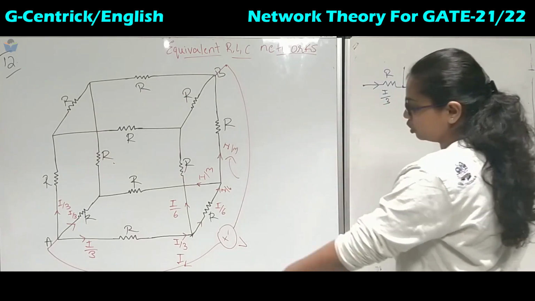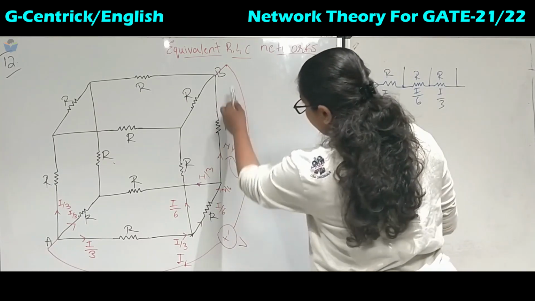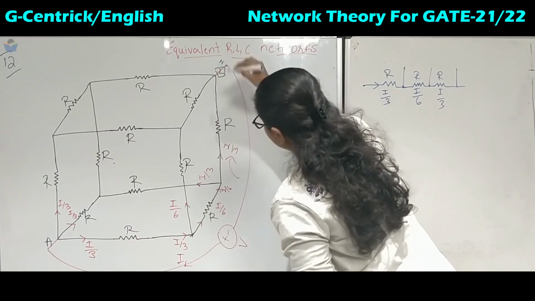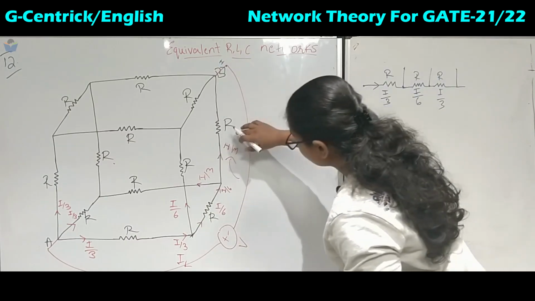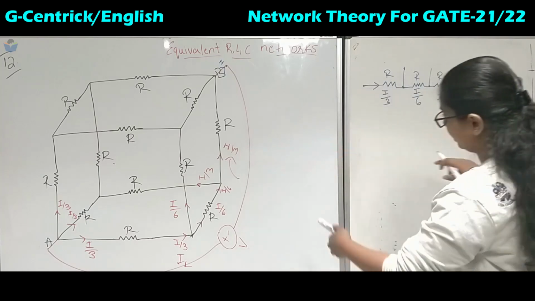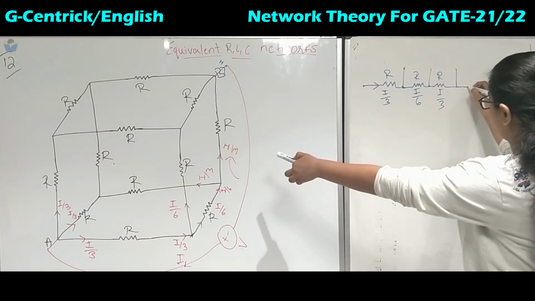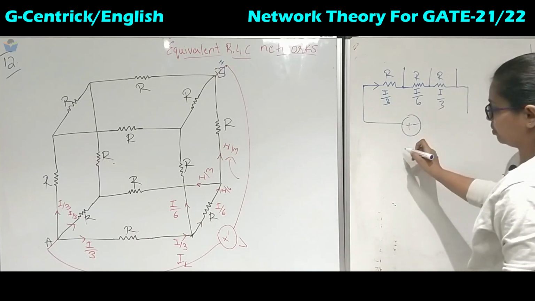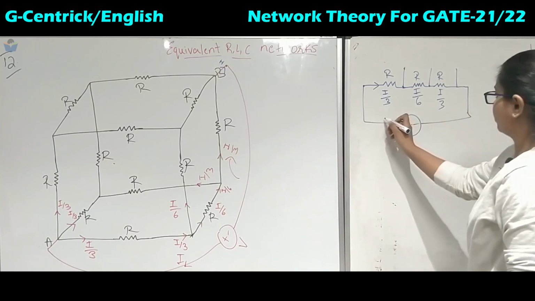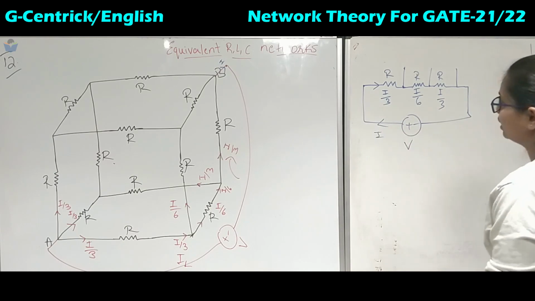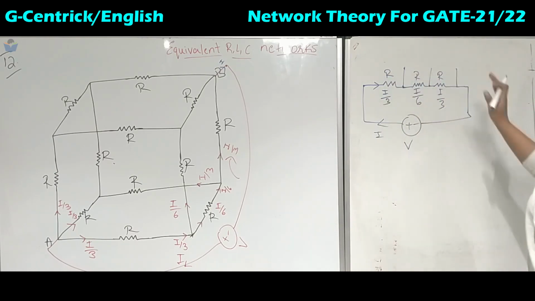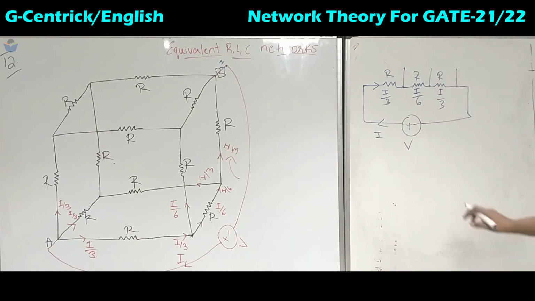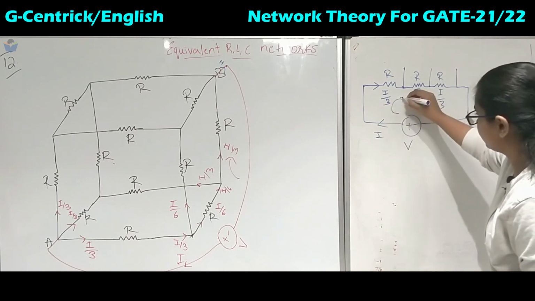Whatever amount of current is entering the loop, that much amount of current must leave the circuit. Now we will calculate the voltage drop. This is again plus minus V, and from here the current I is leaving and getting divided into these three resistors. Now we will apply KVL in this direction.